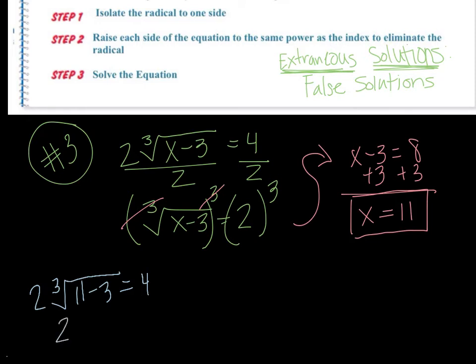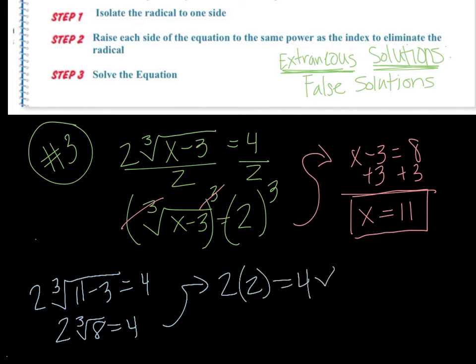So we'll have 2 times the cubed root of 8 equals 4. And you just need to make sure, okay, that it does equal that. So the cubed root of 8 is 2. 2 times 2 equals 4. So check, make sure that it's true. And again, if you have even root radicals, you just need to make sure that when you plug it in, you don't get a negative underneath there.